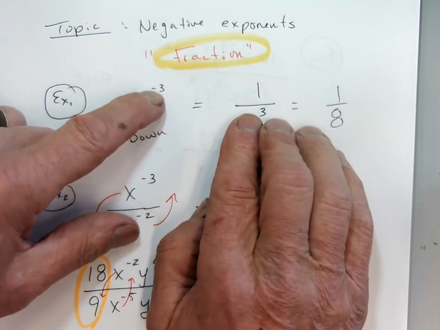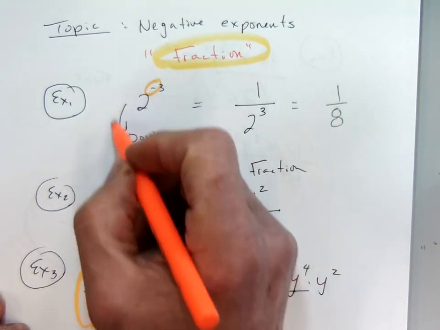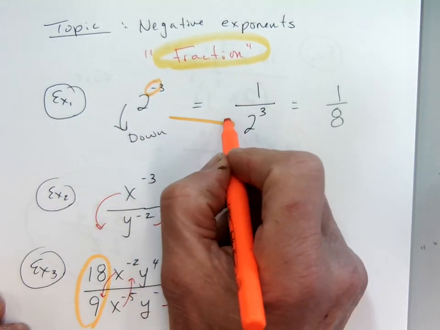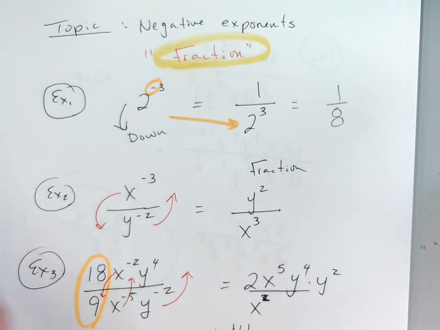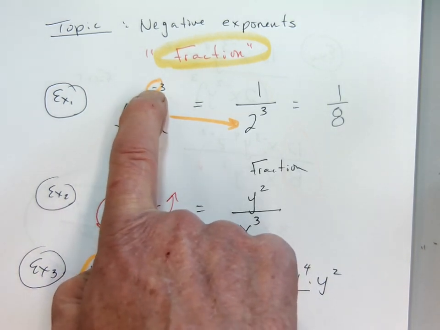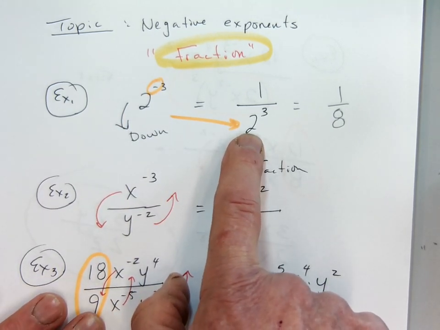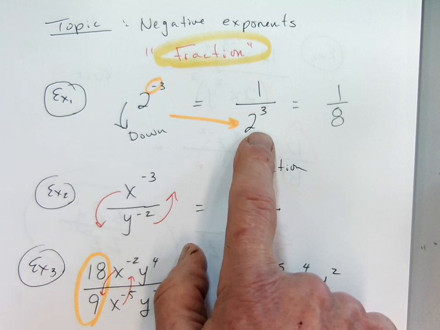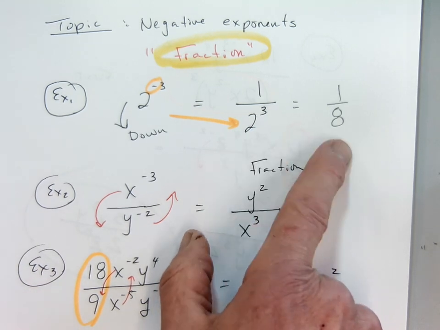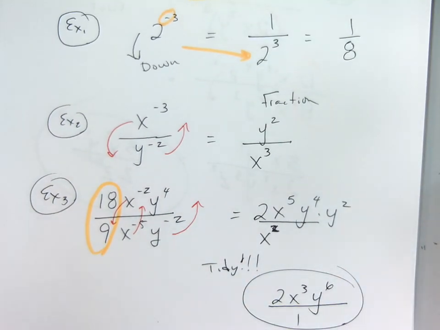And because it's 2 to the negative 3, I brought it down. See, I brought it down. And it changes it to a positive exponent. So if you want to change a negative exponent to a positive exponent, you move it. So this one we move down on the fraction bar. So we have a 1 over 2 to the third because we need a fraction. And then 2 to the third is 8, or 1/8. That's the answer.